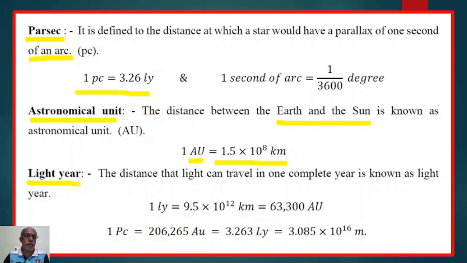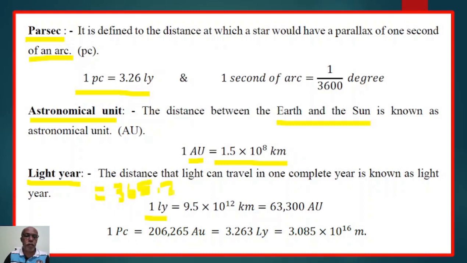Light year is defined as the distance traveled by the light in one complete year. And 1 light year is equal to 9.5 into 10 power 12 kilometer, or that will be equal to 63,300 astronomical units. 1 light year is equal to 365.25 days. 365.25 days, it is 1 year.